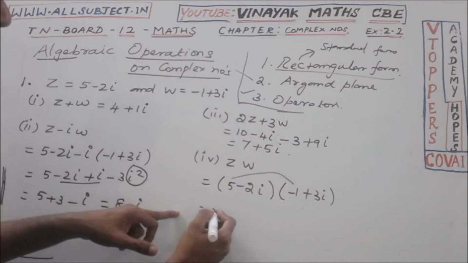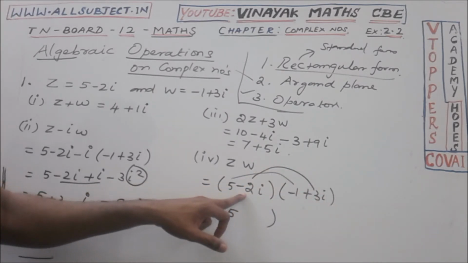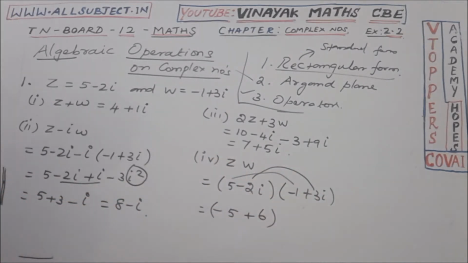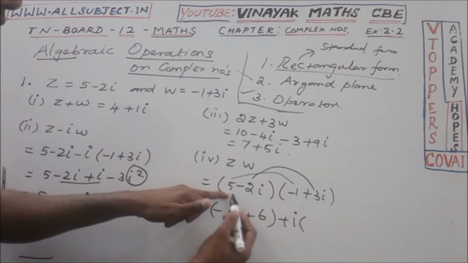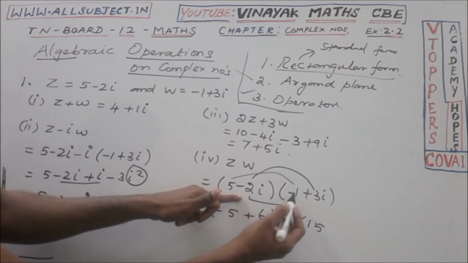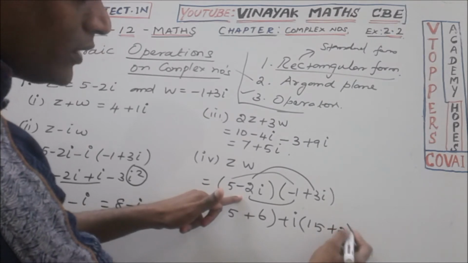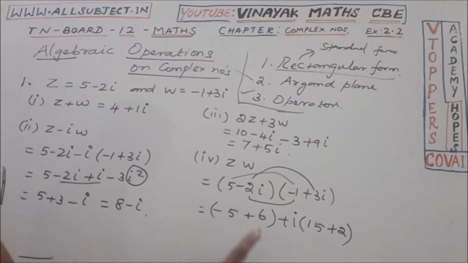Now here, 5 into minus 1 is minus 5, and then minus 2 into 3 is minus 6, which will turn as plus 6 because of i square. And then plus i into this real into imaginary, 5 threes are 15, and then this imaginary into real, minus 2 into minus 1 is plus 2. When we multiply imaginary to imaginary only, we should change sign, otherwise we keep the same sign. Here we will have 1, here plus 17i. 1 plus 17i, that's all. That is the product. The 4 subdivisions are over.